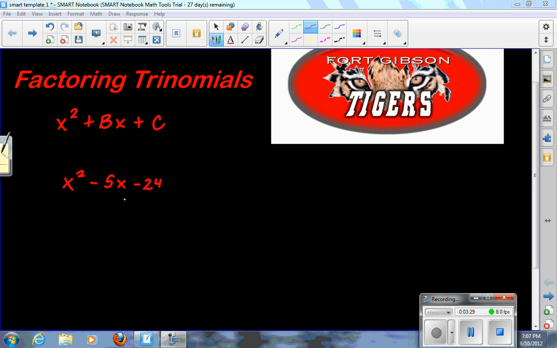Well, let's try this one. This one looks a little bit harder. We'll set up our shell. And again, the easiest part's putting your x and your x in, first slots. Multiplies to negative 24 and adds to negative 5. Well, 24 has a lot of factors, so this might take us a while, but we could make a list of things that multiply to 24 if we wanted.